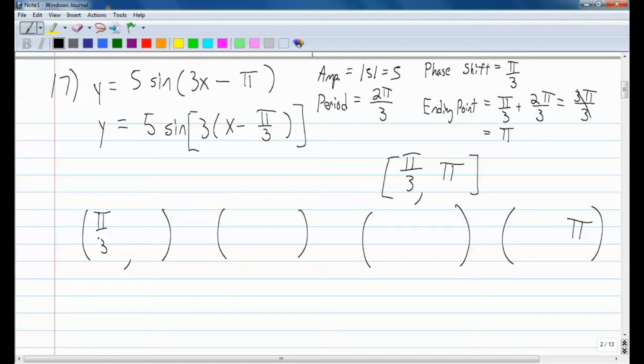Now, to figure out what I add to my first significant point to get my next significant point, you take your period and divide by 4. Now remember, dividing by 4 is the same as multiplying by 1/4. We always do that to get the value we add to the first significant point to get the next significant point. So that would give us 2 pi over 12, which is pi over 6.